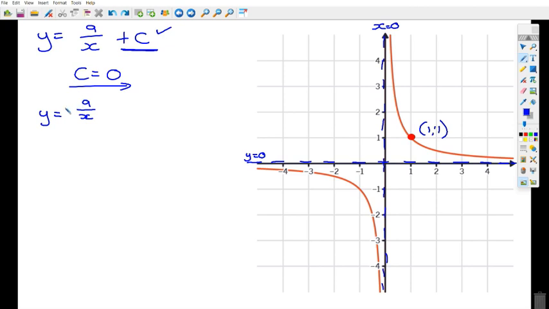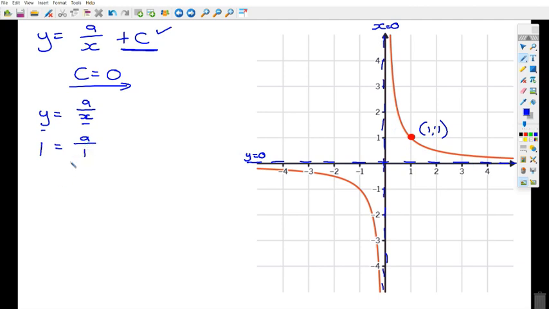Remember in my parabola, how did I find that A value? I had to substitute in for x and y. How am I going to do that? Where am I going to get an x and y value? From my graph. There's a point here, and they gave me 1, 1. So y is 1, x is 1.